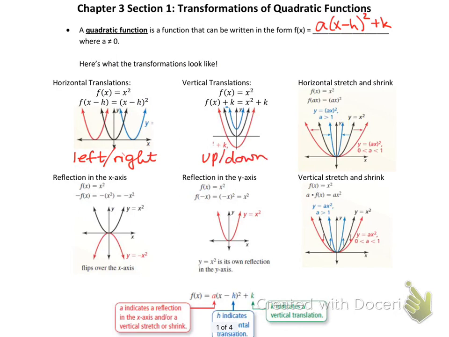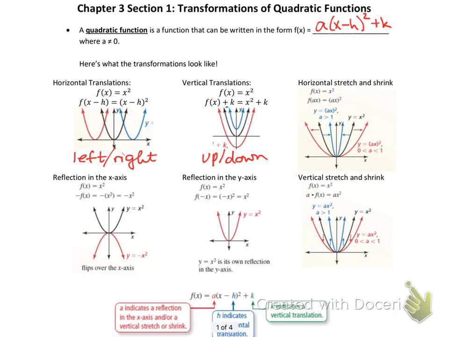The horizontal stretches and shrinks. You can see, if you look at this picture, they go out and in. For the vertical stretch and shrink, if you look right below it, they stretch up so that they get thinner and down so that they get fatter. And then the reflection in the x-axis and the y-axis.